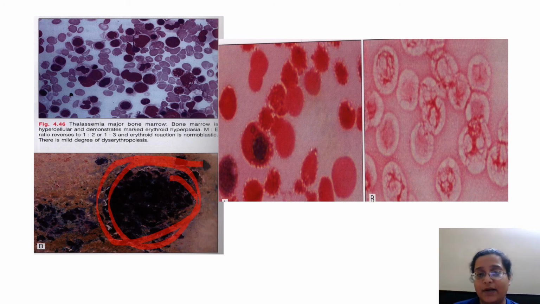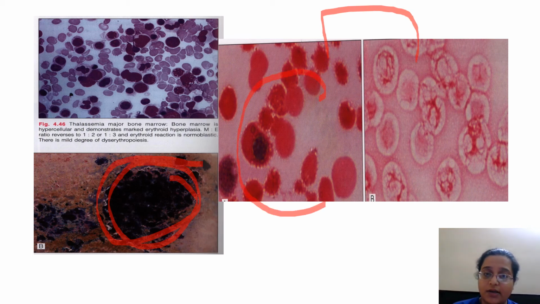This Kleihauer-Betke test shows you that when there is HbF present in excess in RBCs, it does not get hemolyzed compared to a normal RBC which is not resistant to acid hemolysis and gets hemolyzed. So this is Kleihauer-Betke test.